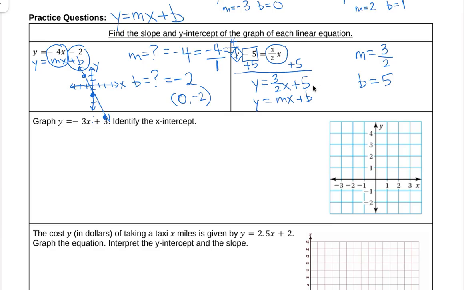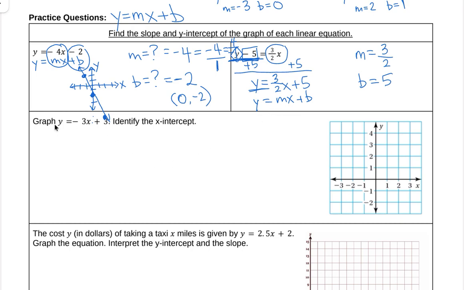But I could not do it until I had made it say y equals, because right now that says y minus 5. I can't do it because this is not the y-intercept. The y-intercept is actually +5. So we got to make sure we have everything on the other side of the equal sign from y before we overlay our formula. Okay?